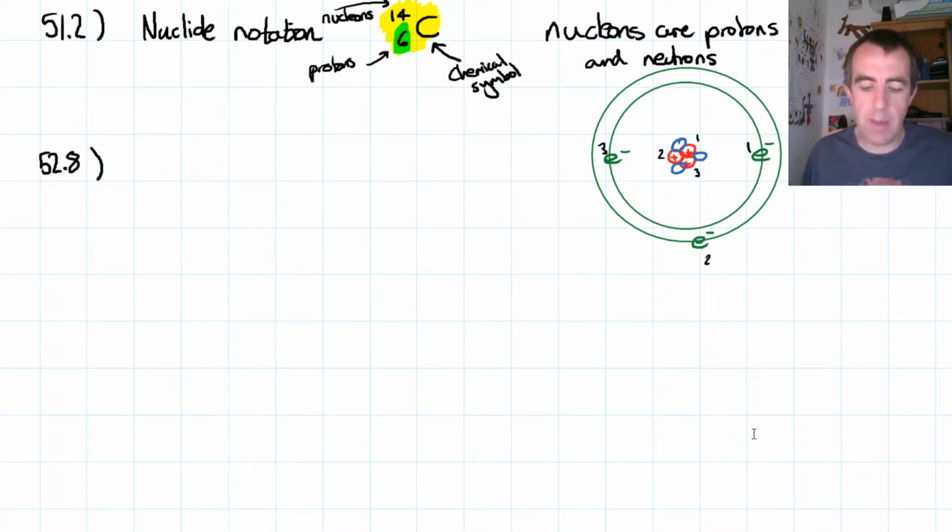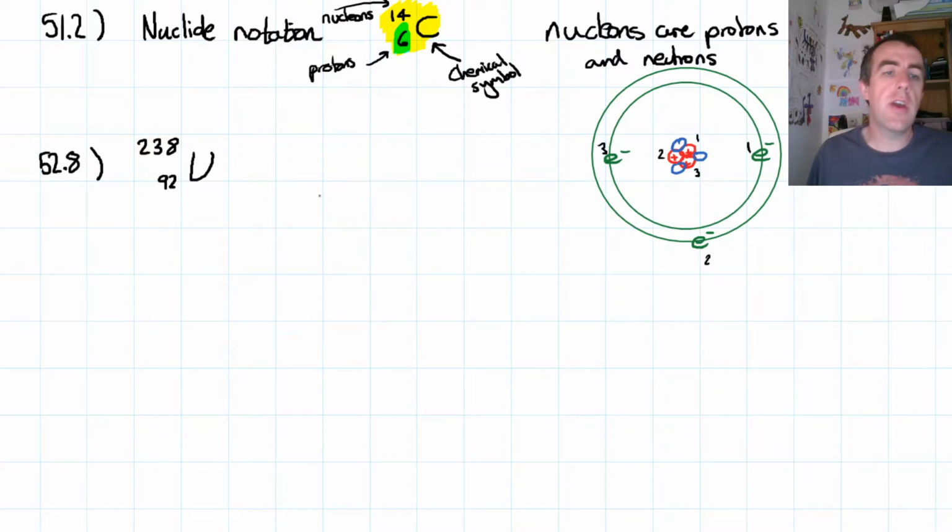52.8 asks you about alpha decay, and I'll give you an example of alpha decay. The most common naturally occurring isotope of uranium, uranium-238, is represented with this nuclide here. Quick check, how many neutrons does it have? 238 minus 92, that's 146 neutrons. Anyway, this uranium atom, let's say it decays via alpha decay.